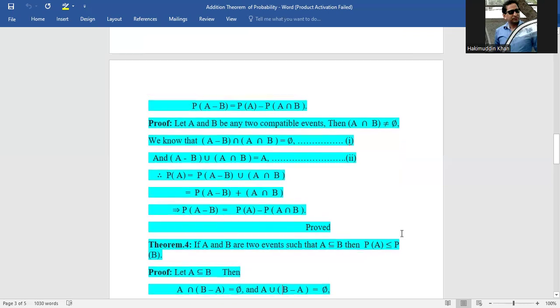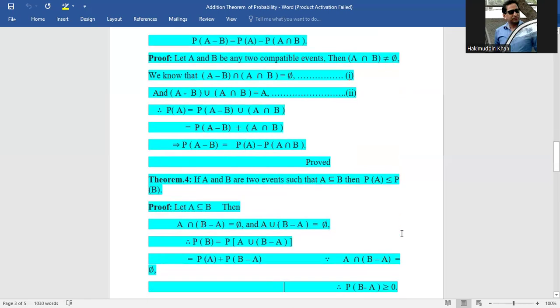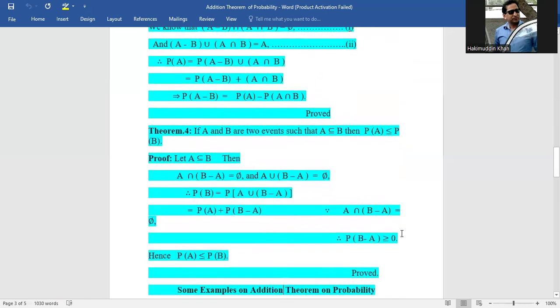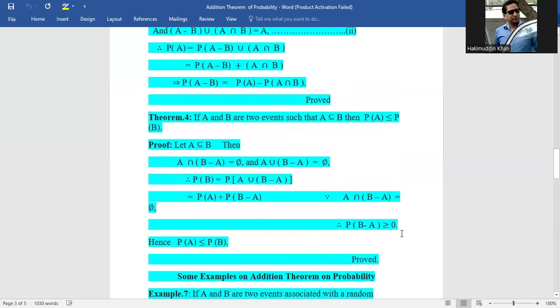These are small parts, small theorems. You should know how we prove them. In this continuation, we have theorem 4. If A and B are two events such that A is a subset of B, then PA is less than or equal to PB. That is, if A and B are two events such that A is a subset of B, then you have to prove PA less than or equal to PB.